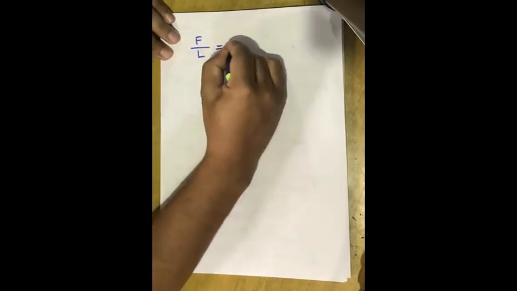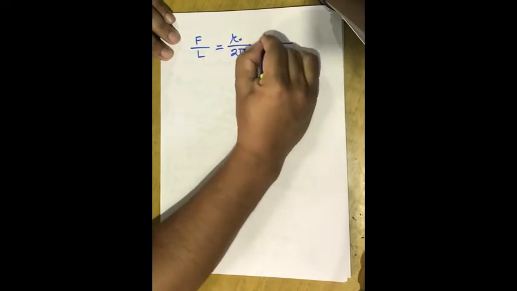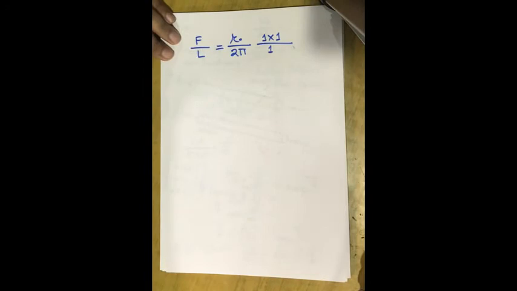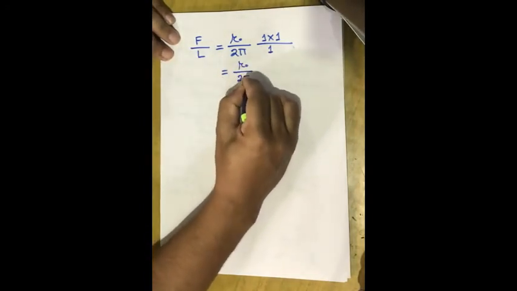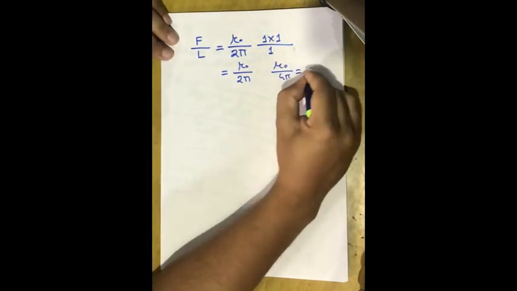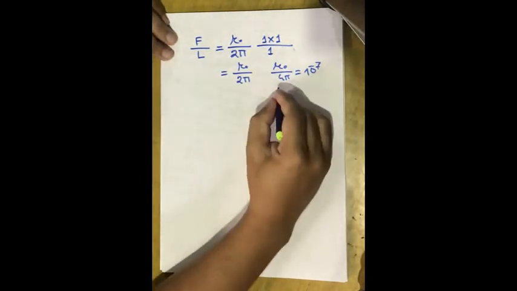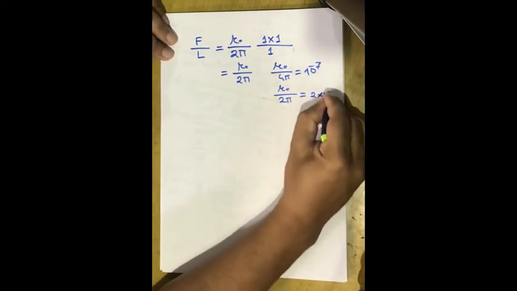In this case, we will find that the force per unit length, F by L, is equal to mu naught divided by 2 pi, times I1, 1 ampere, I2, 1 ampere, divided by the distance between them, which is also 1 meter. Therefore, force per unit length is equal to mu naught divided by 4 pi, and mu naught divided by 4 pi has a value of 10 to the power minus 7. Therefore, mu naught divided by 2 pi will have a value of 2 into 10 to the power minus 7.